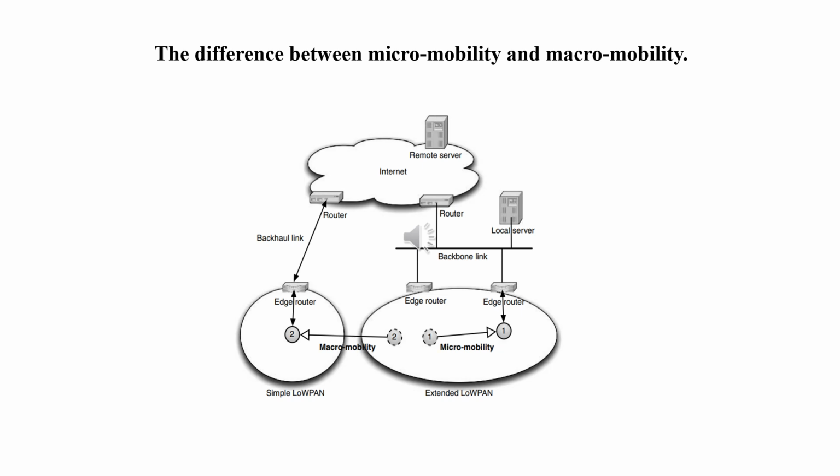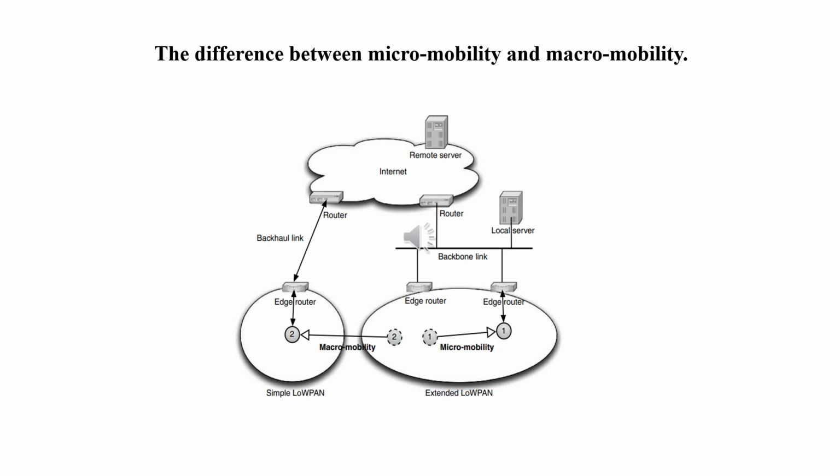In relation to the previously defined terms, we can consider micromobility to require only handover, whereas macromobility is a process of roaming and handover. The figure illustrates these forms of mobility with regard to 6LoWPAN. The process of node 1 moving its point of attachment from one edge router to another within the same extended LoWPAN is clearly a case of micromobility.